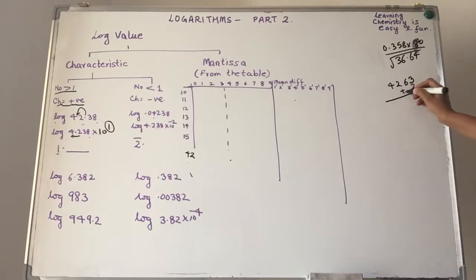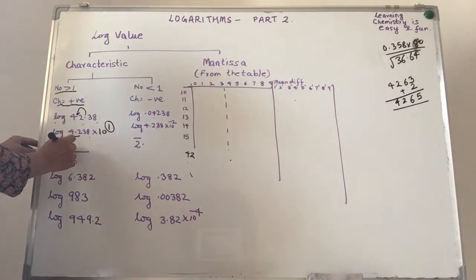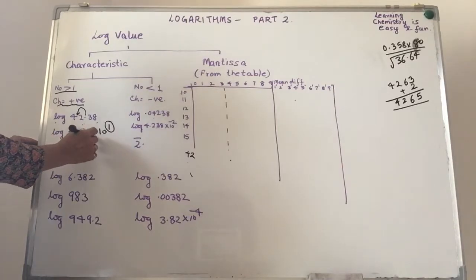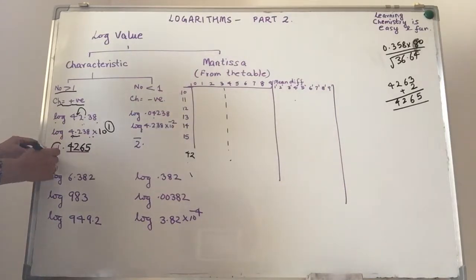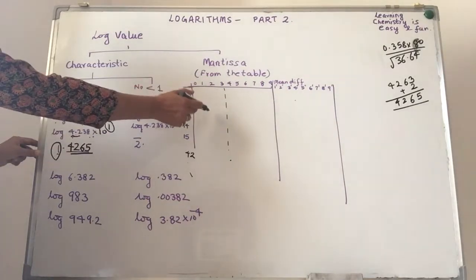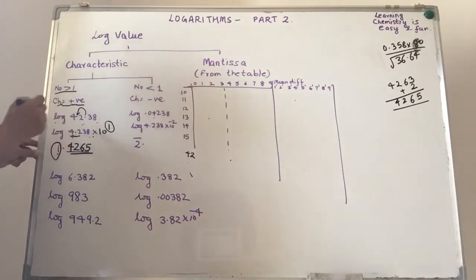Add them up. So 3 plus 2 gives me a 5, 4265. These log values sometimes have a small difference; they vary from textbook to textbook, from authors and publishers. So 42 under 3 and 8 comes out as 4265. This is the mantissa. The mantissa you see from the table, and the characteristic you determine from the number.